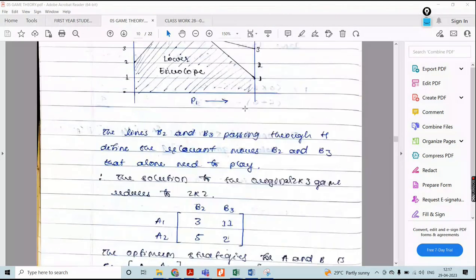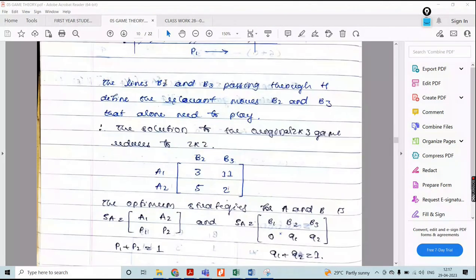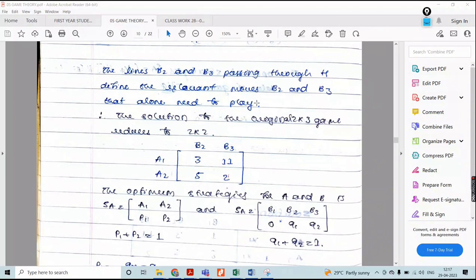Okay, now we got that the lines B2 and B3 are passing through H. They define the relevant moves B2 and B3 that are allowed to play. Because of that reason, they have the game to continue their play. Then the solution is given as the 2 cross 3 game reduces to 2 cross 2. 2 cross 3 is their game, but it gets reduced to that 2 cross 2: 3, 5, 11, 2. A1, A2, B2, B3.